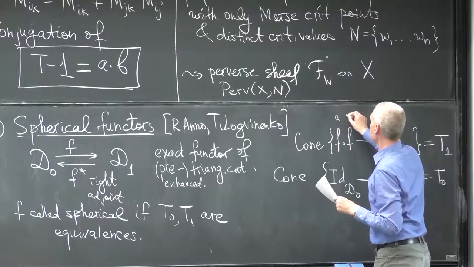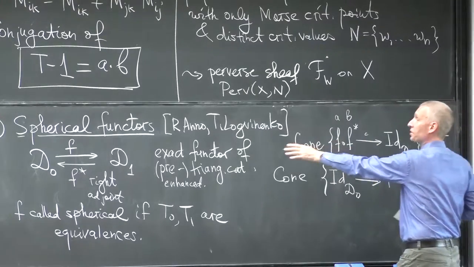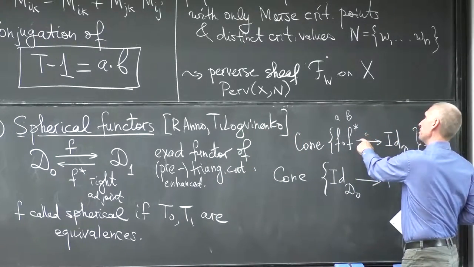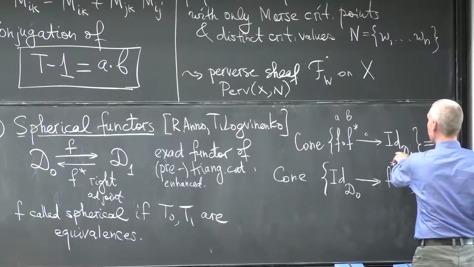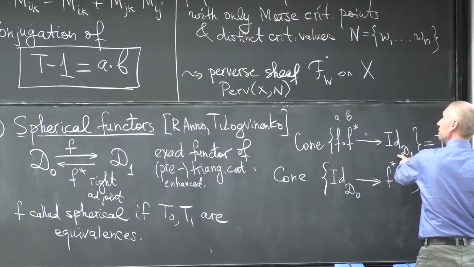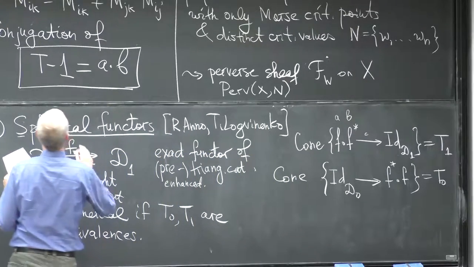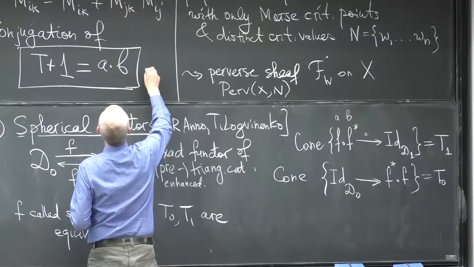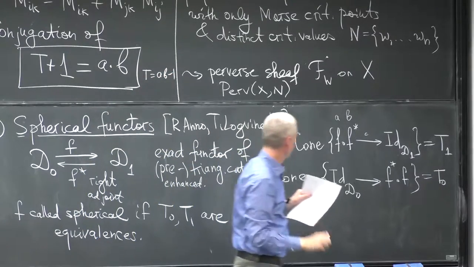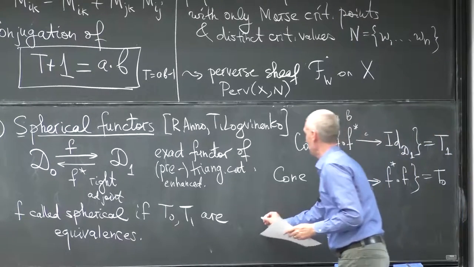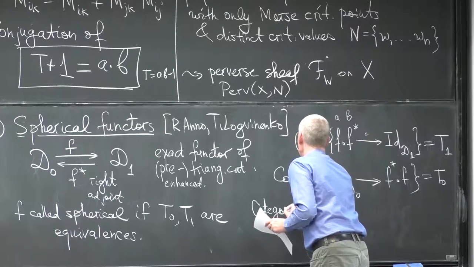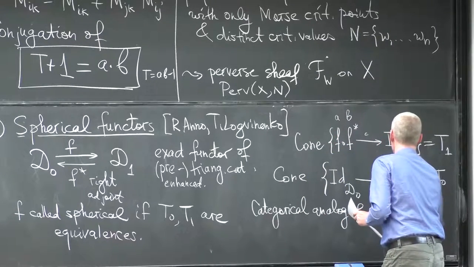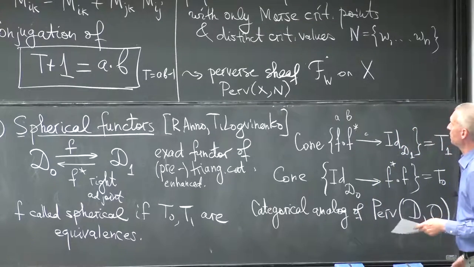This was A, this is B. But a priori if I just have two functors in different directions, I have the composition, but I cannot compare it with the identity. If the second functor is the adjoint, then there is a natural map, so there's a canonical way of forming the difference between this and the identity. So T would be, probably I should write T plus one equals A plus B. So T equals 1 minus AB, or T equals AB minus 1. There are different ways of writing it. So this is a categorical analog of perverse sheaves on a disk with singularity at 0.